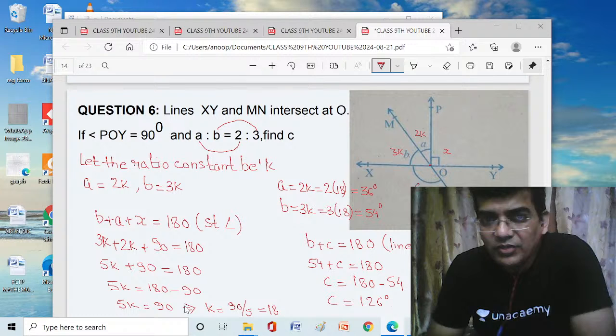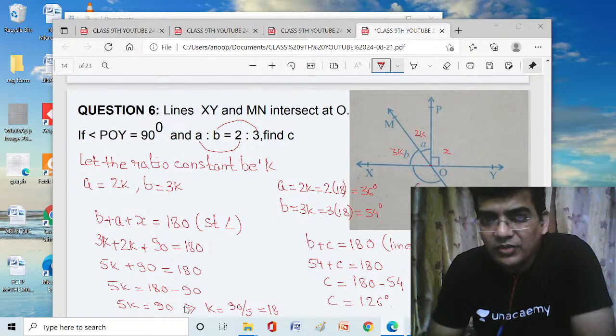Okay, next question. This question number 7. See what we have in this question. They say in the figure x plus y is equal to w plus z, and we have to prove that AOB is a straight line. We have to prove this as a straight line.